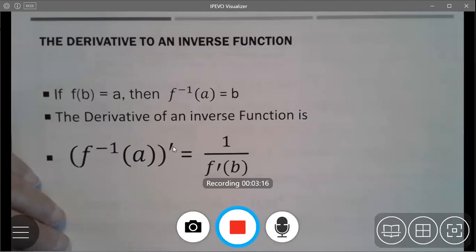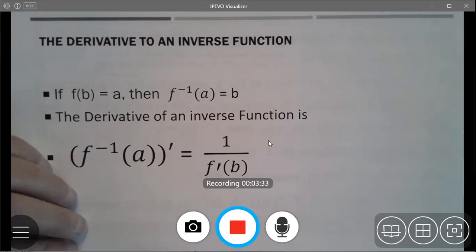To find the derivative of an inverse function, basically, you find the derivative of the original function and then apply the reciprocal to it, and you can find the derivative. So this is a much simpler way to work through the problem that we worked through yesterday, and we're going to use that today.